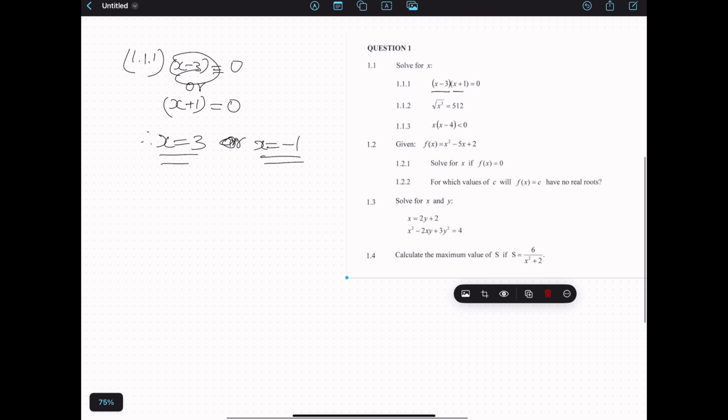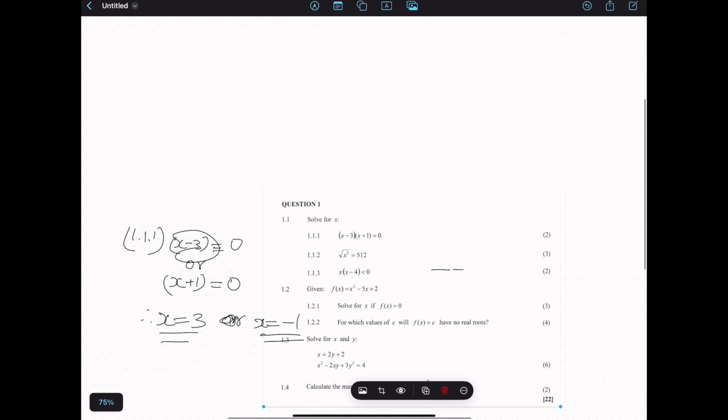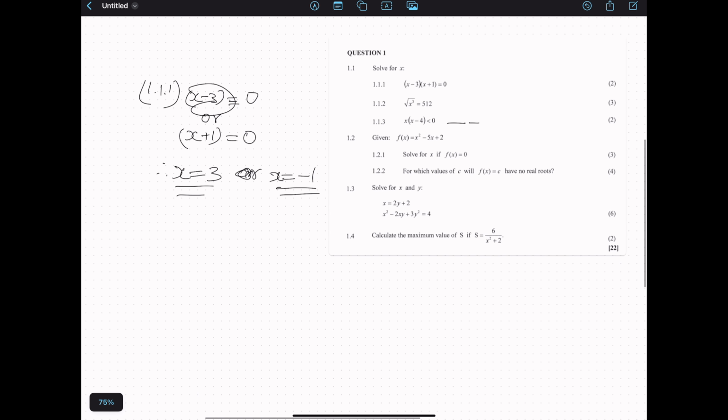So the second question here, which is 1.1.2, we are given the square root of x cubed. Here, as you can see, it is equal to 512. So there are two ways to solve this, or even three ways. The only ways that I found were two.